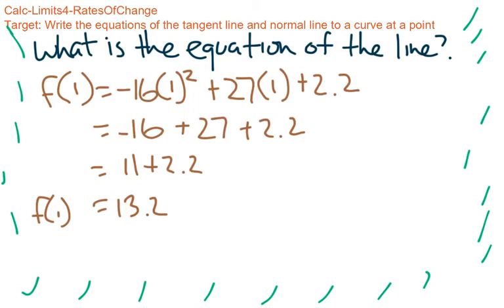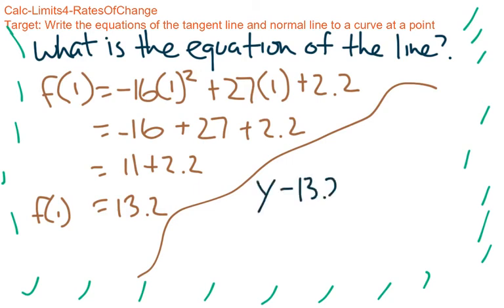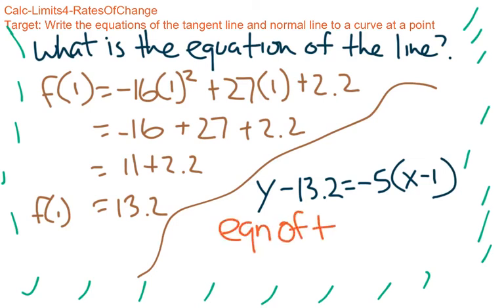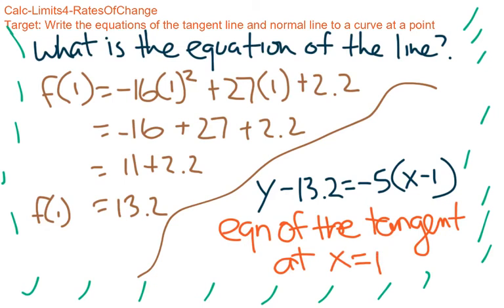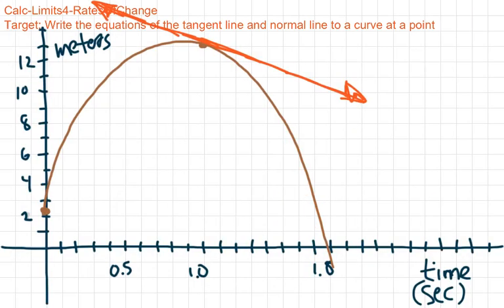Okay, super. So we have an x value, a y value, and the slope. That means we can take all that info and use the point-slope formula. y minus 13.2 equals -5 times x minus 1. That is the equation of the tangent line at x equals 1. Again, tangent means touch, and at x equals 1, that red line is touching that curve.